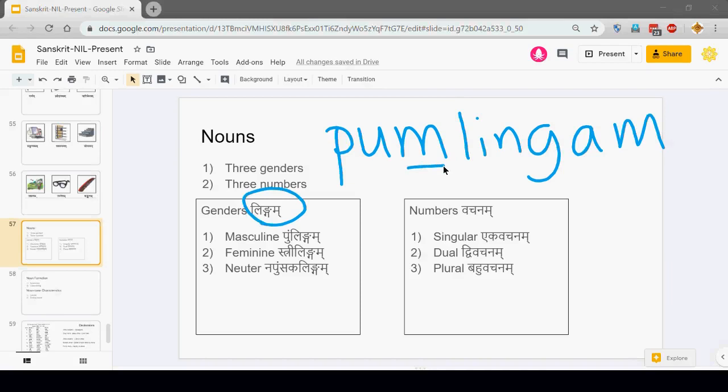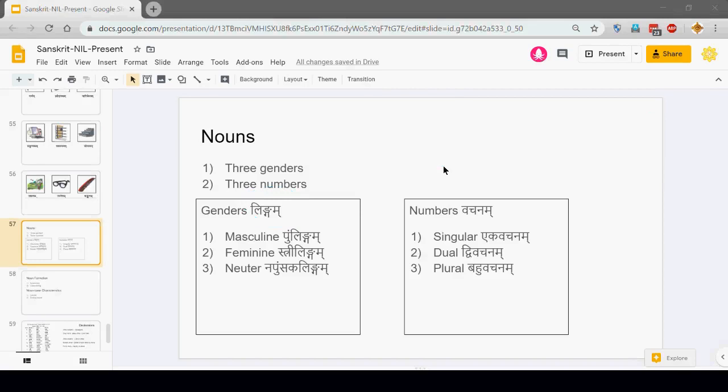This ma is pronounced as anuswara here. Pullingam is the masculine gender, and then feminine is strilingam. Pum indicates masculine or man, and stri indicates feminine, female. Strilingam, female gender, and then neuter, napumsakalingam. One which is neither masculine nor feminine is classified as napumsakalingam, or neuter gender.